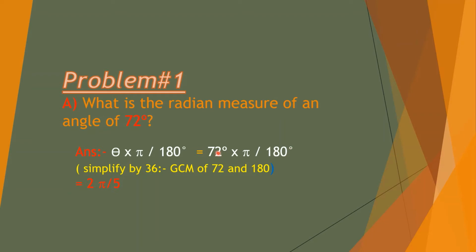You can simplify these numbers. What is the greatest common factor of 72 and 180? Of course it is 36. So dividing by 36, this is 2, and dividing by 36, this is 5. So your answer will be 2 pi over 5 in the simplest form.